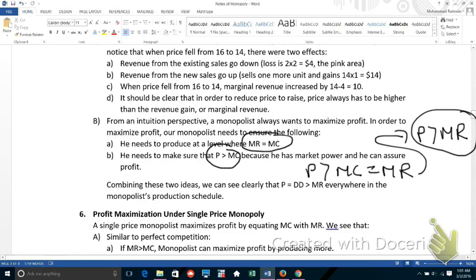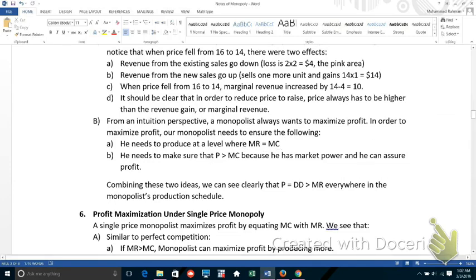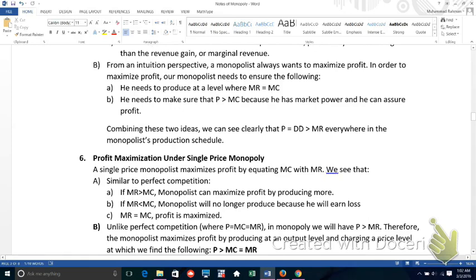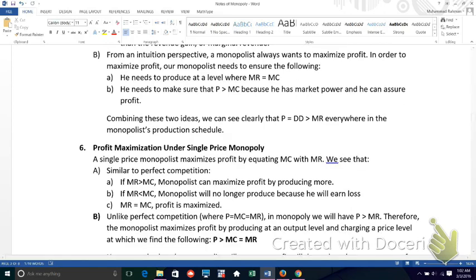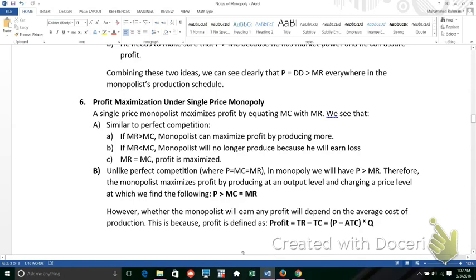Okay, with that idea, we are now going to move to the most important element of this chapter, which is to understand profit maximizing behavior of a monopolist under various kinds of setup. We're going to start with the first setup, where our monopolist is a single price monopoly, and we will see that the profit maximization behavior of the monopolist is very similar. We should understand that for any firm, profit maximization really involves equating marginal cost with marginal revenue.